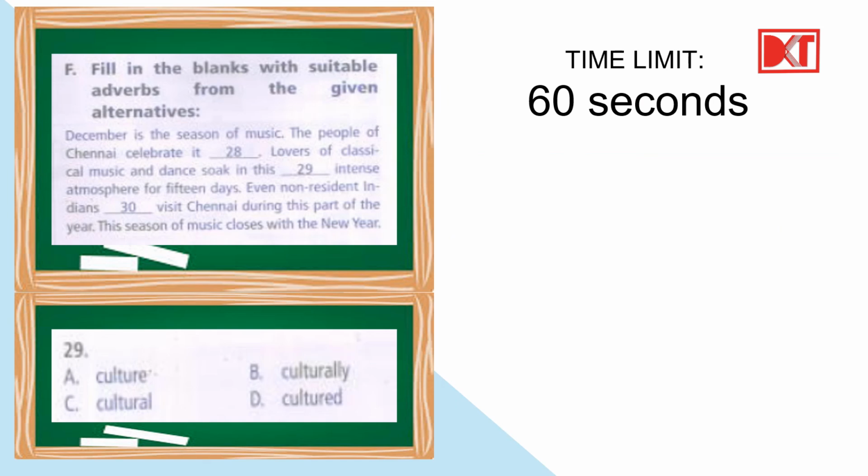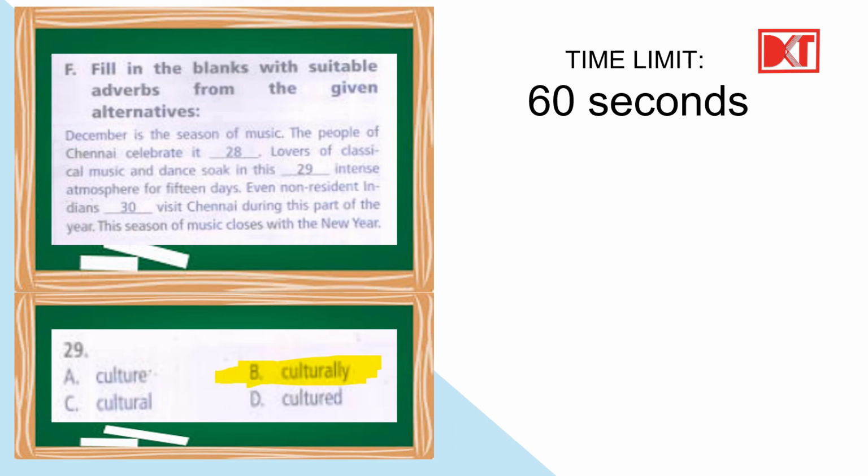December is the season of music. The people of Chennai celebrate it extravagantly. Lovers of classical music and dance soak in this intense atmosphere for 15 days. A, in this culture intense atmosphere, B, in this culturally intense atmosphere, C, in this cultural intense atmosphere, or D, cultured intense atmosphere. Here the correct answer is B, culturally, which answers the question of in a cultural manner.